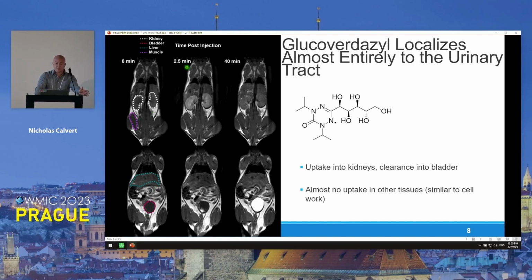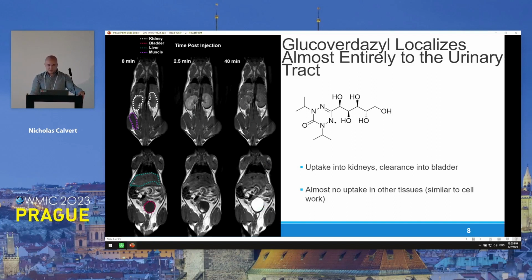Now after 2.5 minutes, which is the first MRI scan time point for us, you see almost all that contrast is going into the kidneys, and we don't really see it in many other places. And then by 40 minutes, it's all moved out of the kidneys and back into the bladder. So it's kind of limited to the urinary system entirely.